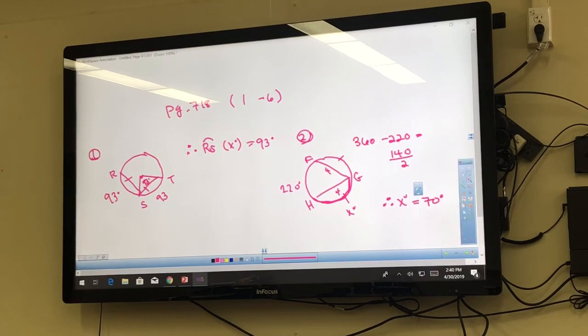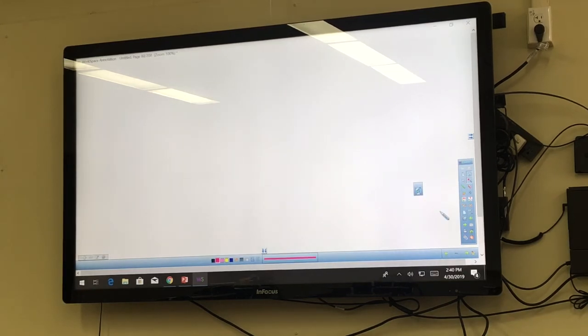Okay, number 3. Number 3 was pretty easy. You just know that the chords are congruent, so the arcs are congruent. So 5x is equal to 3x plus 6. So therefore, you find x to be 3. So number 3, x was 3.